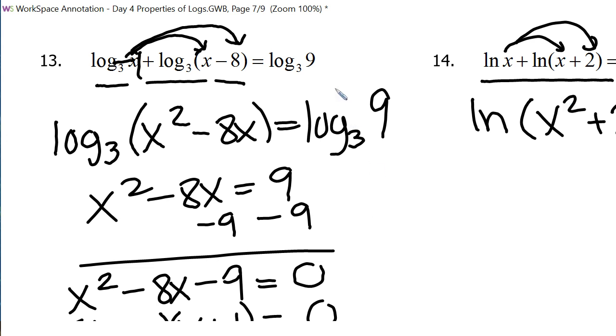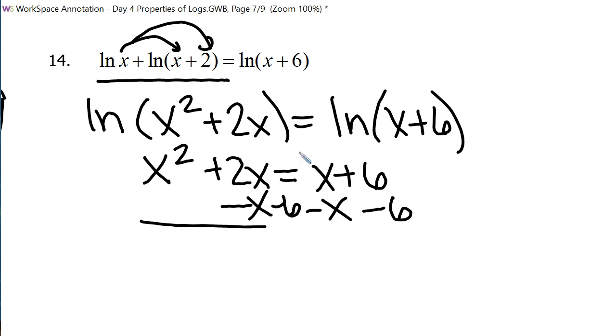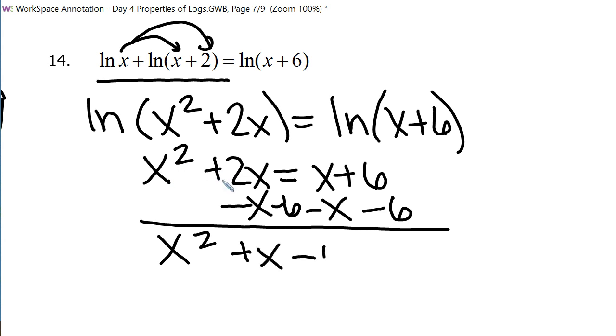Okay, so we have the same log. They're both ln's. So these values should be equal. So set x squared plus 2x equal to x plus 6. And what type of equation is that? Quadratic. So if it's quadratic, move everything to one side. So we need to subtract x to both sides and 6 to both sides. So that would be x squared plus x minus 6 equals 0.